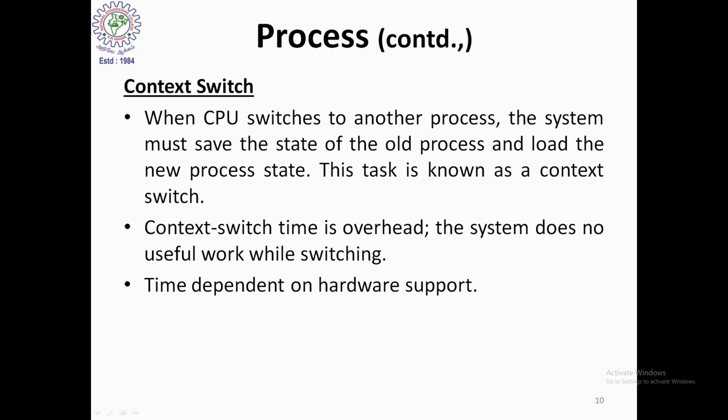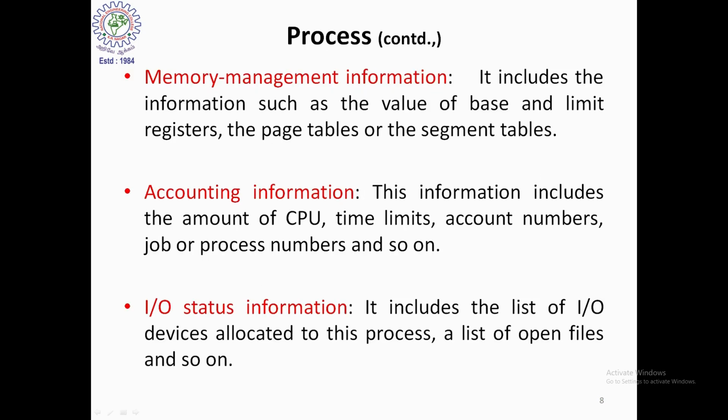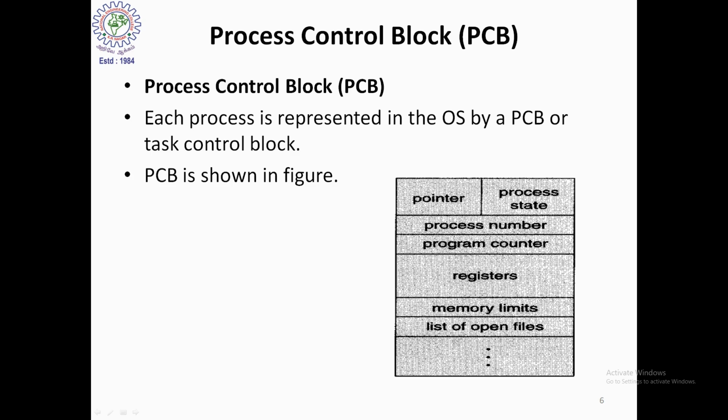So when the CPU switches to another process, the system must save the state of the old process and load the new process state. This is known as context switching. But for good performance of the system, we need very little context switching, because the context switching overhead should not be too large, so we need a very small number of context switches. These are the different entities available for any particular process, and this is how a process control block looks.